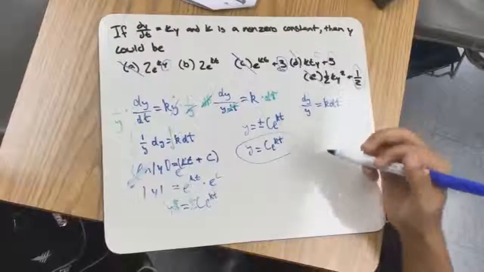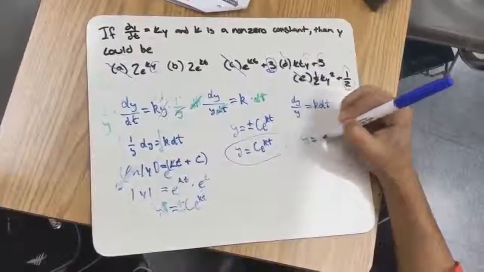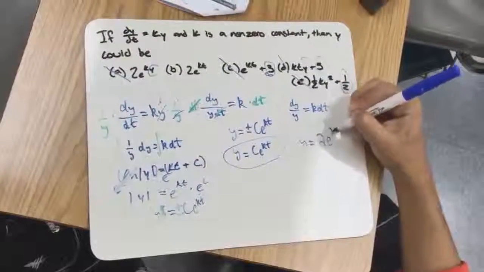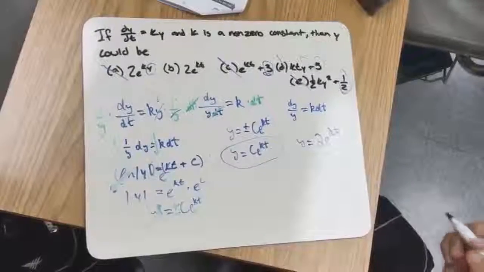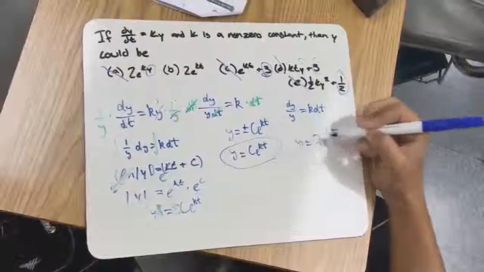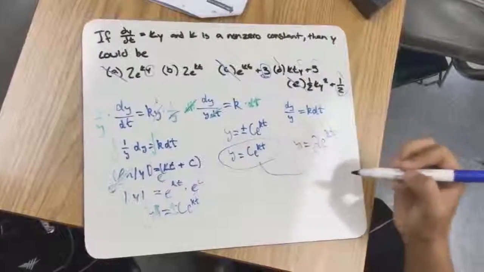Through juxtaposing y equals ce to the kt and y equals 2e to the kt, we can further confirm that B is our best answer choice, because 2 is a constant, and these equations perfectly match.